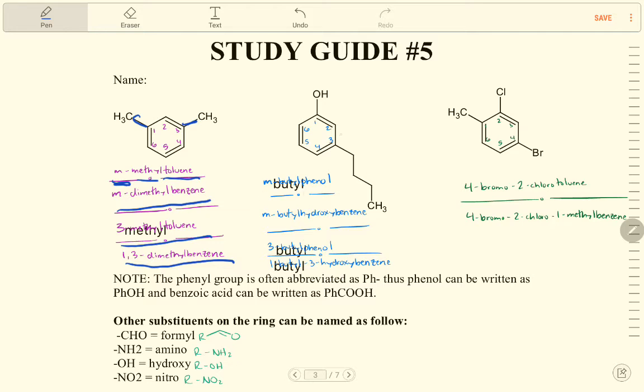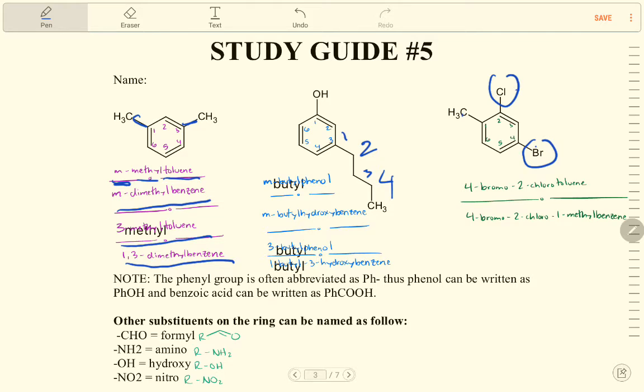This is butyl 1, 2, 3, 4. So it's beta hydroxybenzene, and you can name it various ways. This is 4-bromo, 2-chlorotoluene, or 4-bromo-2-chloro-1-methyl benzene.